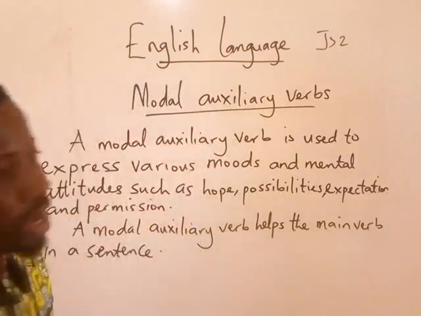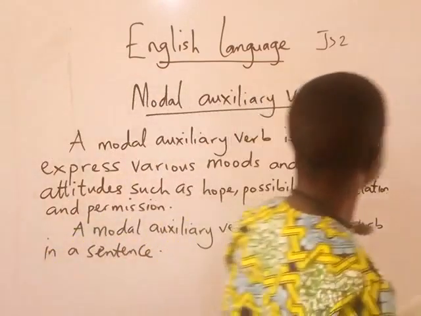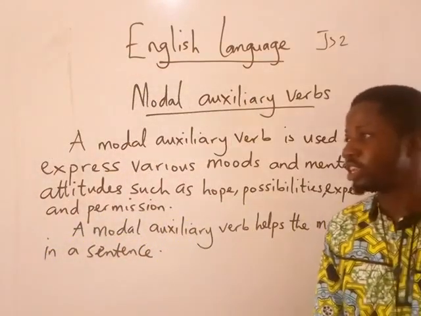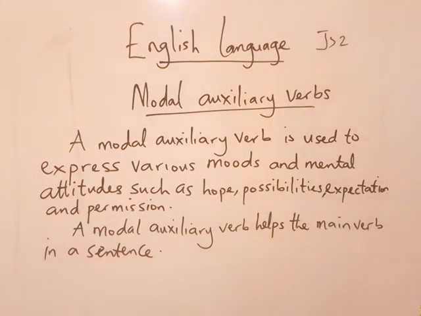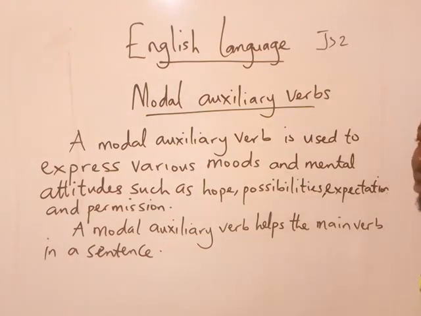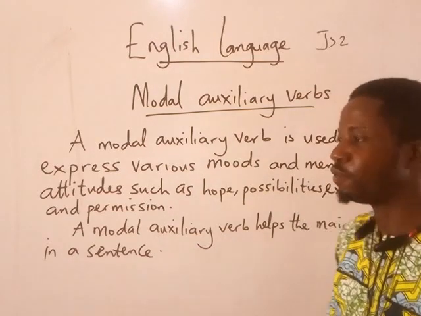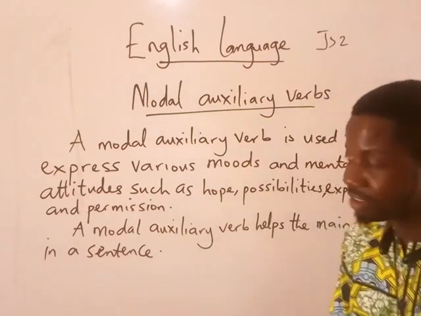Today we are going to be looking at modal auxiliary verbs. Previously, you've done the verbs in English language. We have two types of verb: the main verb and the auxiliary verb. Also, the auxiliary verb can be divided into modal and primary auxiliary verbs. Today we'll be looking at the modal auxiliary verb.